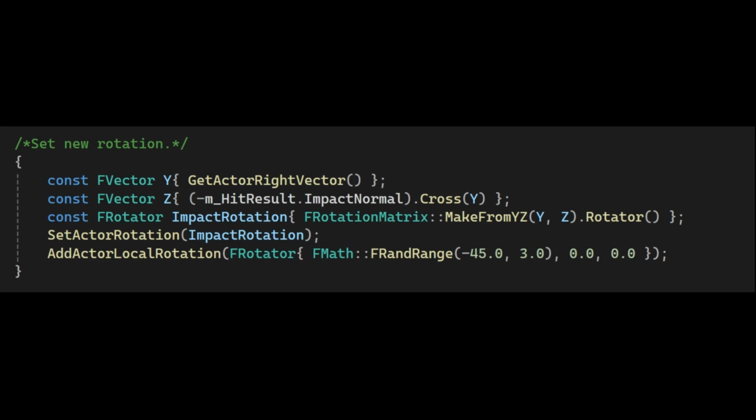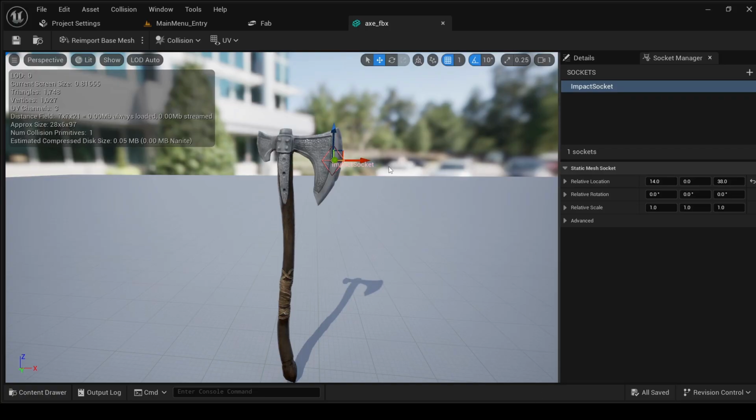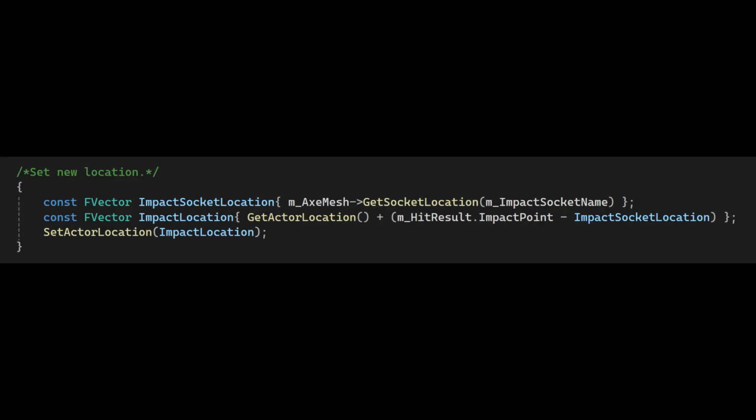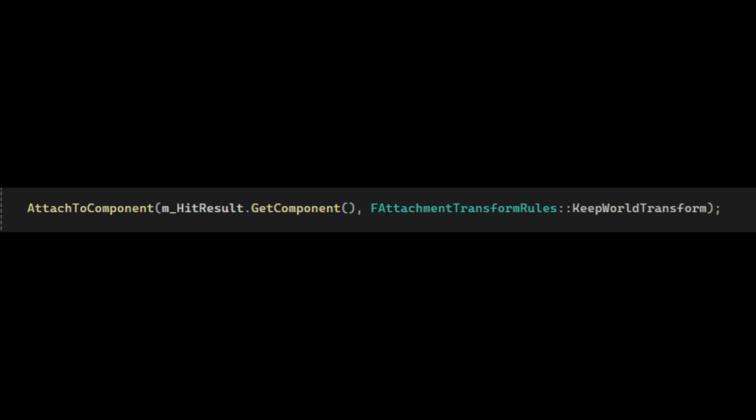Now we need to set the final location. I created a socket on the axe's static mesh called impact socket. The location of this socket helps determine how deep the axe should cut into a hit surface. So if you want a deep cut, place the socket deeper into the mesh. With the axe's impact socket location and the impact point, we can now find the axe's final location. Finally, we're going to attach the axe to the object it hit. And there we have it.